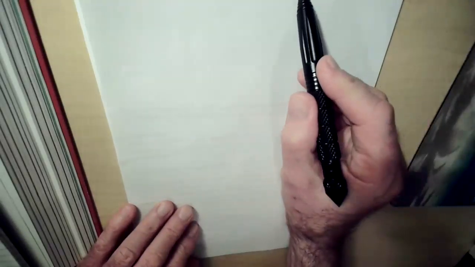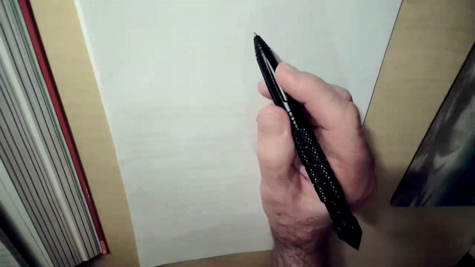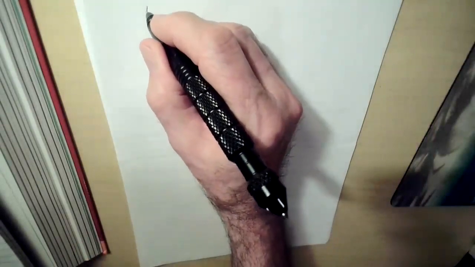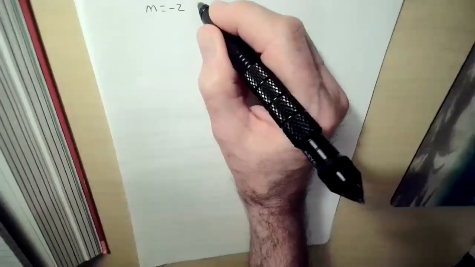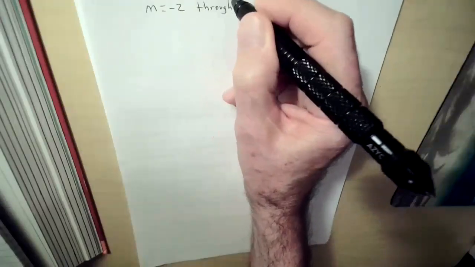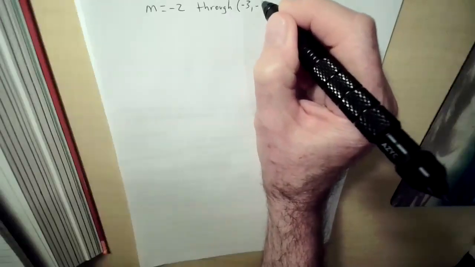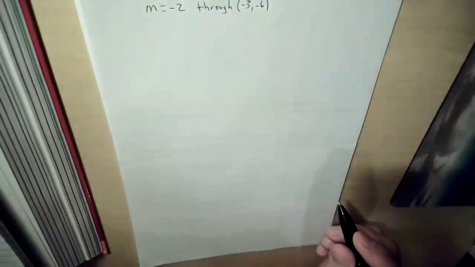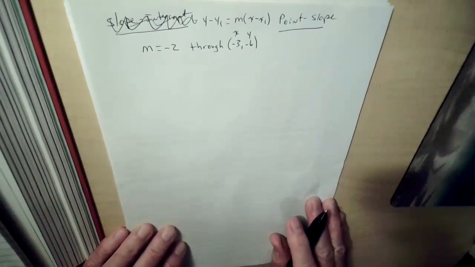Okay, point-slope. Because what are you going to be given? You're going to be given a point. You're going to be given the slope. Now, this is about as difficult as these get, and it's really not very hard. If your slope is -2 through -3, -6. And again, you're probably sick and tired of hearing me say this.